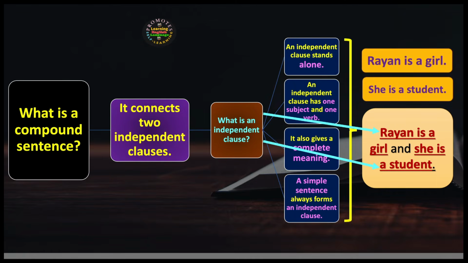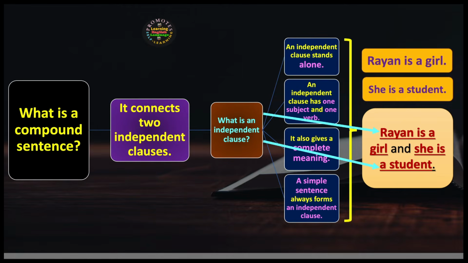So when you write Rayyan is a girl with a full stop, it is a simple sentence. But the same Rayyan is a girl, when you connect it with and, and continue the sentence, she is a student, then the same sentence becomes a clause of a compound sentence, and this is known as an independent clause. That is the idea here.